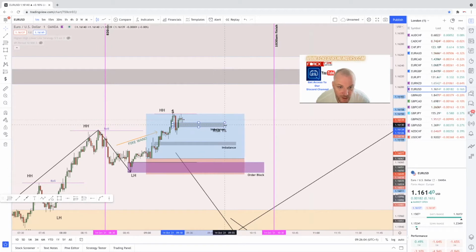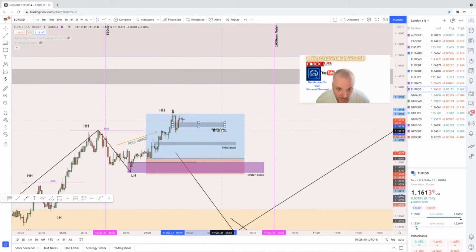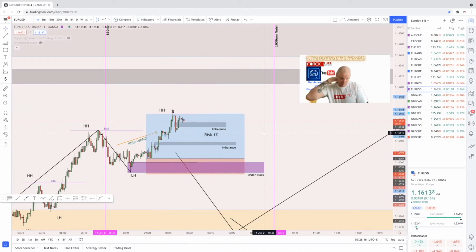So within our zone at the moment, like I say, we do have two areas that hold in balance. This is going to be a risk trade of 1%. We are heading into our half time area, which is 9:30. Again, I can't stress this enough.